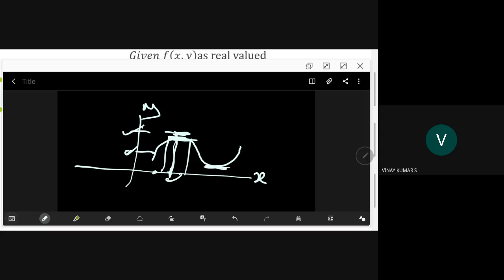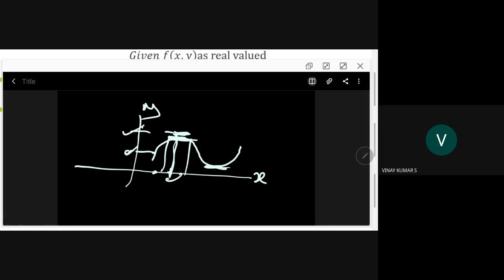Similarly, you can talk about minimum. But sometimes what may happen is that the scenario will be like this. See here.